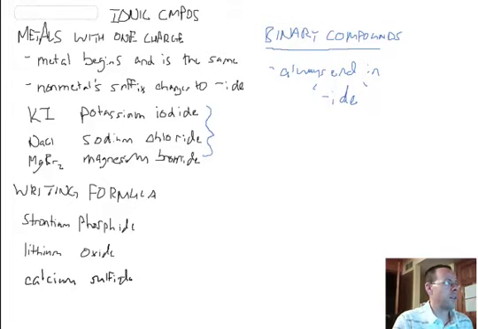Alright, so the first thing you might notice about these is just their ending. Notice that each of them ends in "ide," so that means it's a binary compound, so it's just made up of two elements. And then what we're going to do, when we write the formulas, is make sure that our charges balance, or that they add up to 0. So we're going to start with the last one, because it's going to be the easiest.